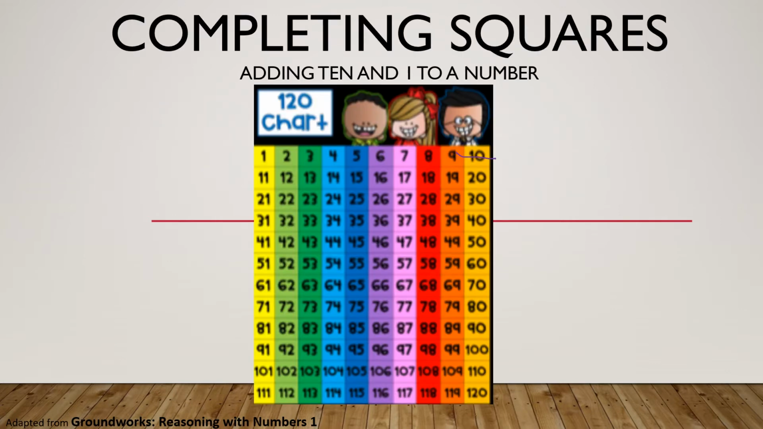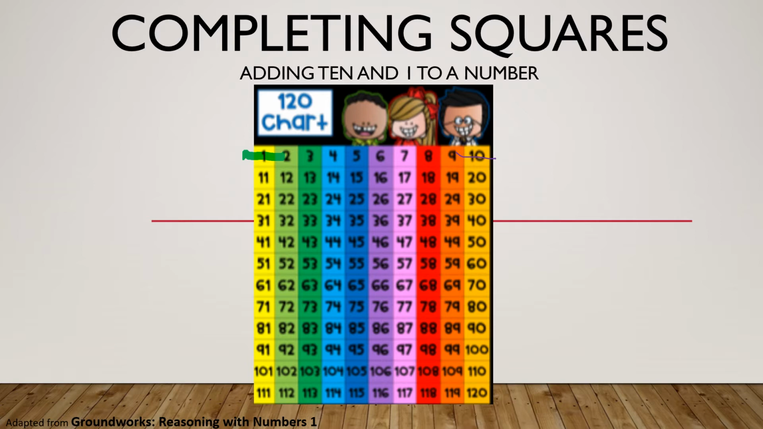We are going to practice using a 120 chart to help us add 10 to a number and subtract 10 from a number. Let's look at the ones column, the number starting with 1 in the upper left-hand column. Let me highlight that for you. So I have the number 1.